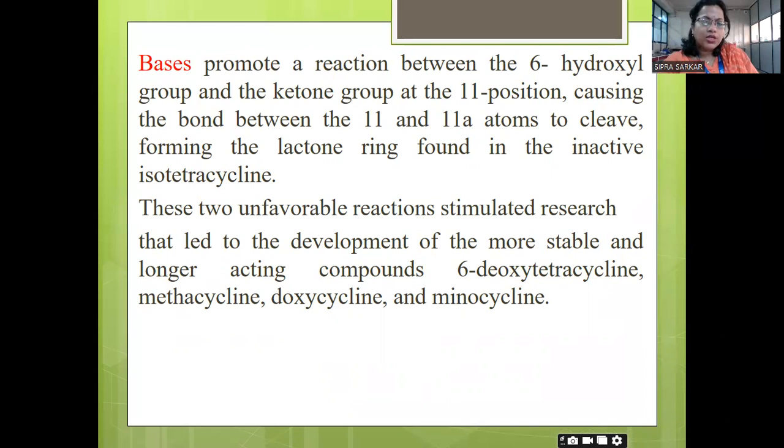Thus, these two unfavorable reactions stimulated research that led to the development of more stable and longer acting compounds: 6-deoxytetracycline, methacycline, doxycycline, and minocycline. As a result, they form different types of structures of different tetracyclines, like this.